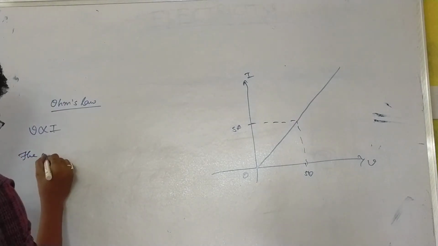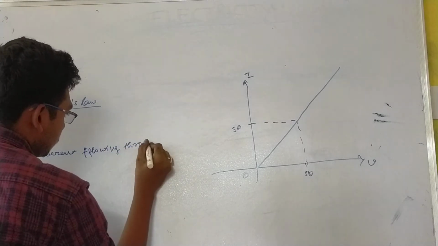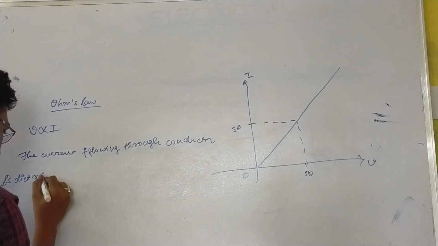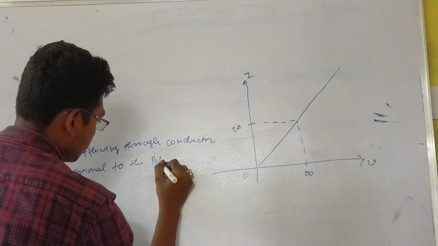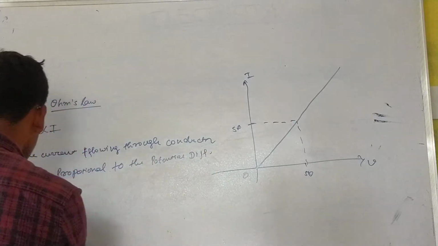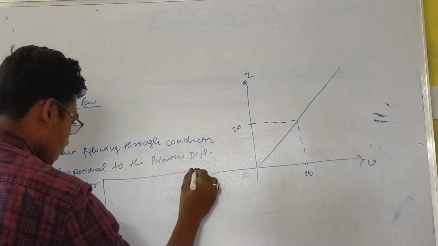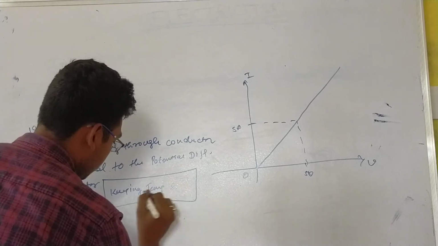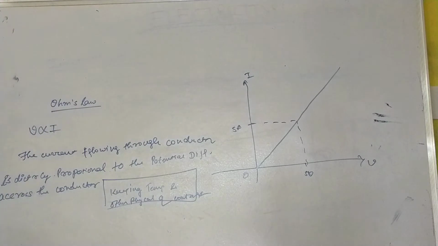Ohm's law states that the current flowing through the conductor is directly proportional to the potential difference across the conductor, keeping temperature and other physical quantities constant. This is the statement of Ohm's law.